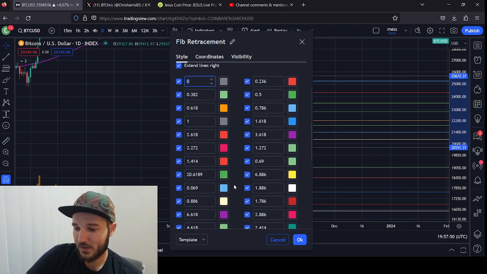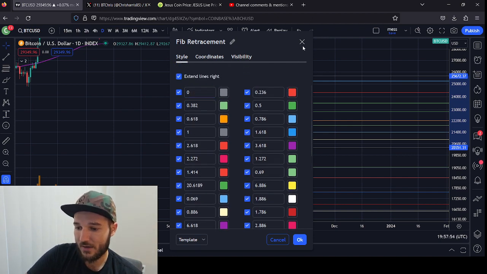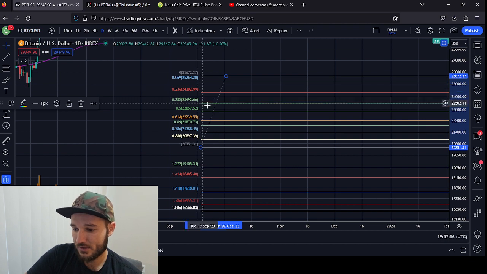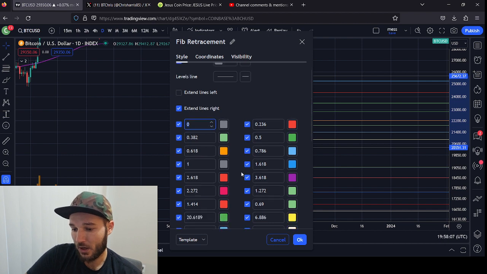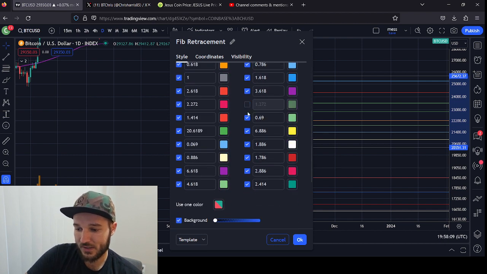I've gone through and I've customized mine a lot. Yours will probably be just the, it'll have the 236, the 382, the 0.5, the 618. I think it has the 786. And then from there, I don't know if you get extensions or what extensions you get. I forget. But they're on there. They'll just be clicked like this, right? They won't be highlighted. So if you click them, it'll highlight it.